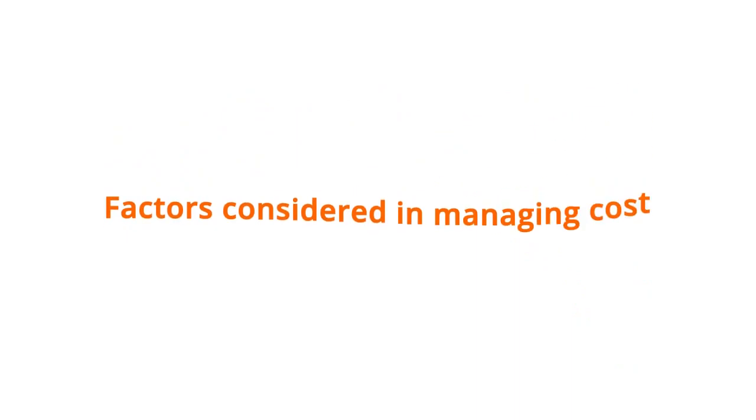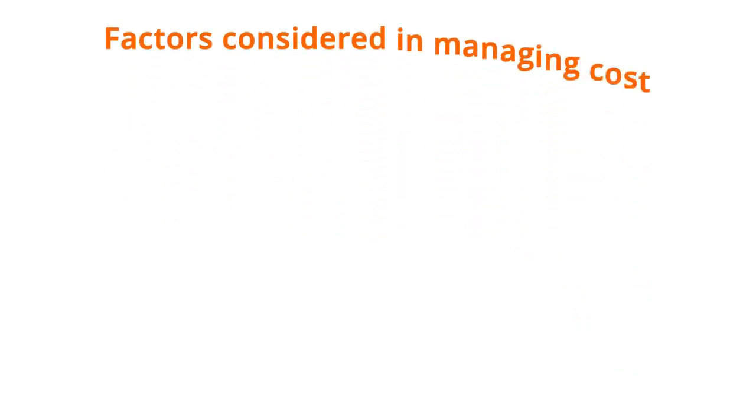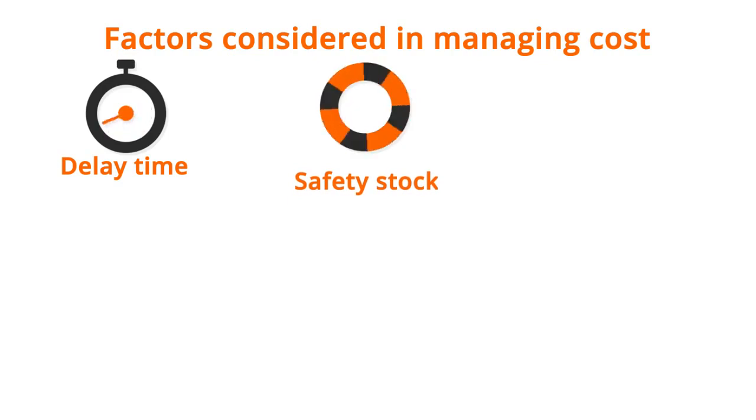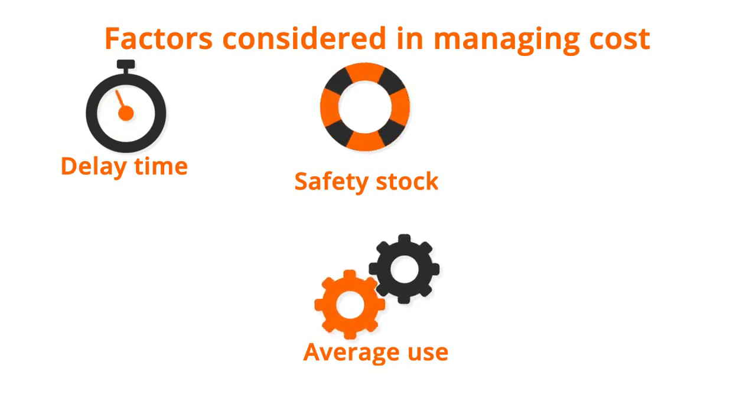Now let's take a look at the factors we consider when we're managing our stock. We have the lead time. The lead time is the time from the order to the delivery of material. We also have the safety stock. This is the amount of stock you should carry to protect yourself against unforeseen delivery delays and to allow for potential increase in use. And lastly, we have the average use. Average use is just the rate at which the stock is used. So the enterprise should determine the amount of stock by guarding against a shortage of materials.